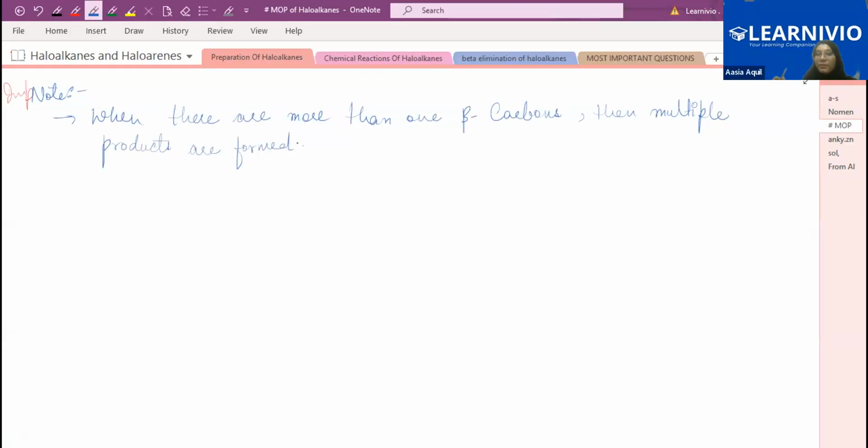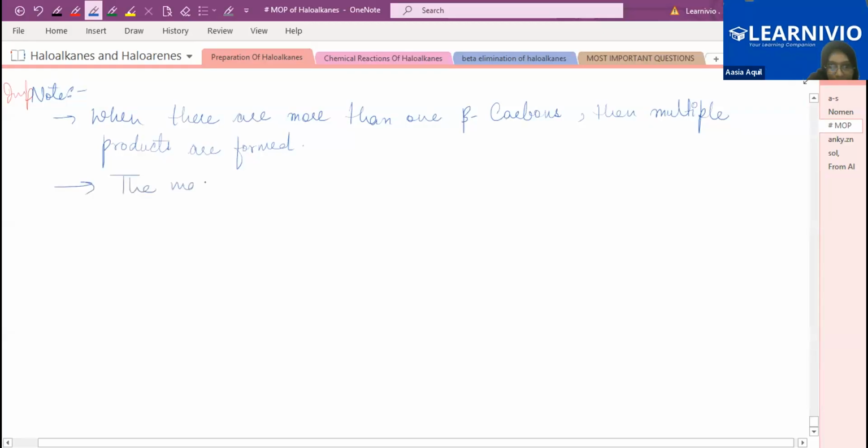अगर आपका multiple product formation हो रहा है, तो how we can decide which one is the major product and which one is the minor product? So there's a rule which is known as Saytzeff rule, right? So just write down the major rule, the major product is determined by Saytzeff rule, right?